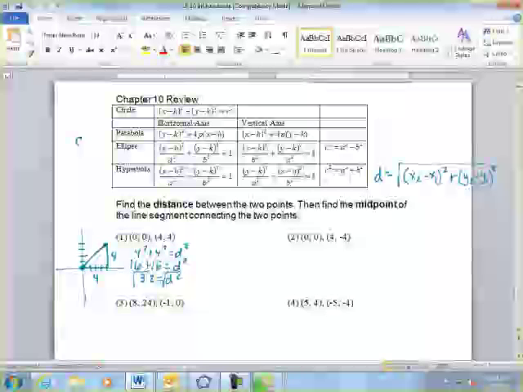So to simplify the square root of 32, what is a perfect square that divides into there? 16. So we can break this down to 16 times 2, which is then 4 times the square root of 2 for that distance.